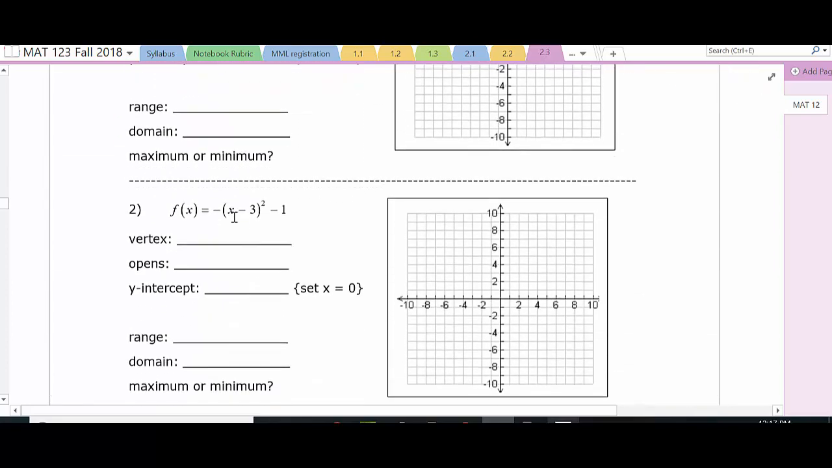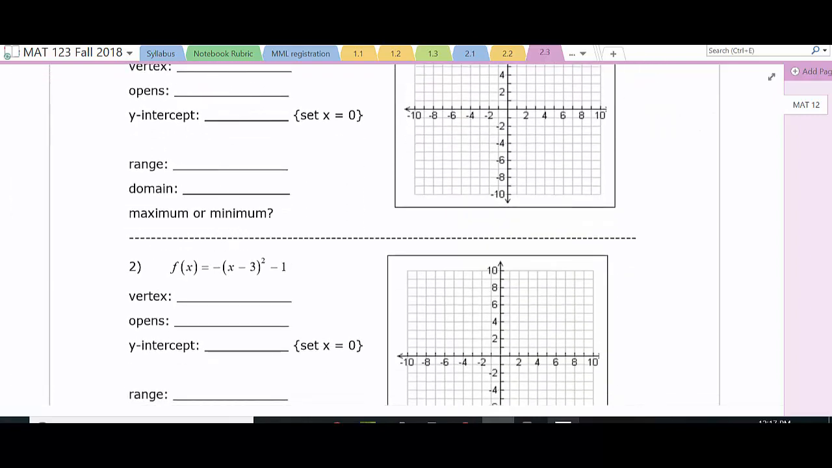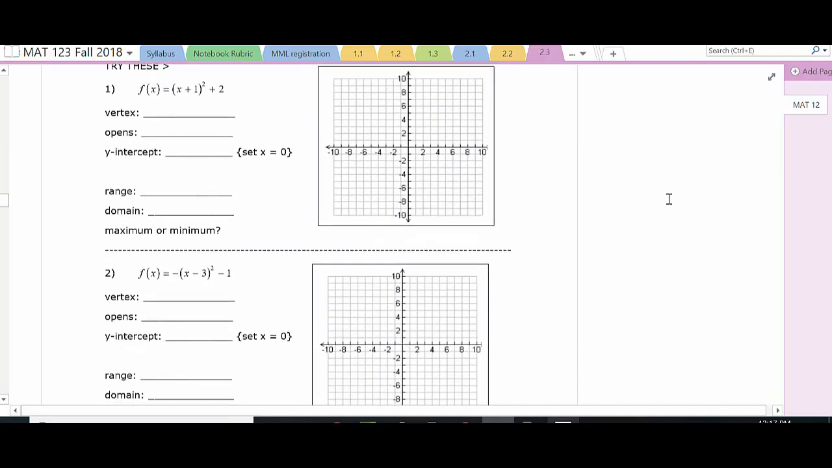Okay, so I'm going to let you guys work on the next page, 1 and 2, just for a few minutes and see how this goes then.